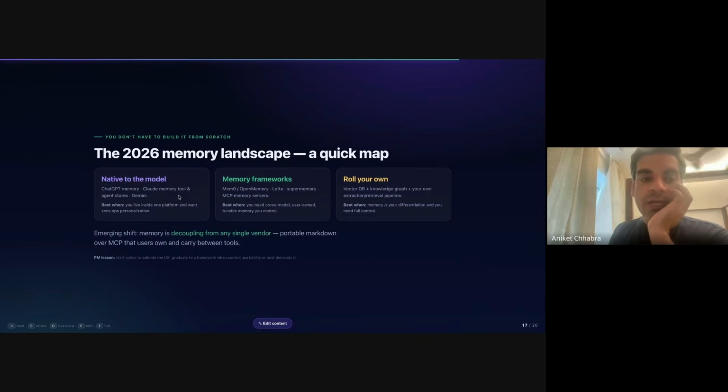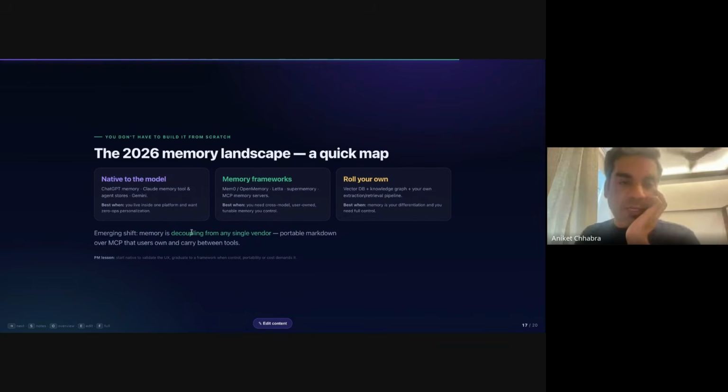Yeah. So in terms of memory scope in 2026, right? If you think about it, there are memories which are native to the models. The Claude memory tool, we talked about, right? ChatGPT has their dream memory concept. So LLMs also have the memory, right, of your chat, of your current thread, which means that in the ongoing thread, it will always retain your memory information.